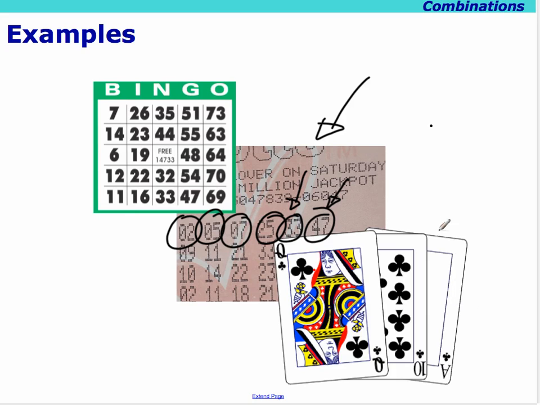Same thing in cards. If you get a queen first, then a 10, then an ace, it doesn't matter the order. You could get the ace first, then the 10, then the queen. It's still the same hand. You still have an ace, a queen, and a 10. So the order doesn't matter.